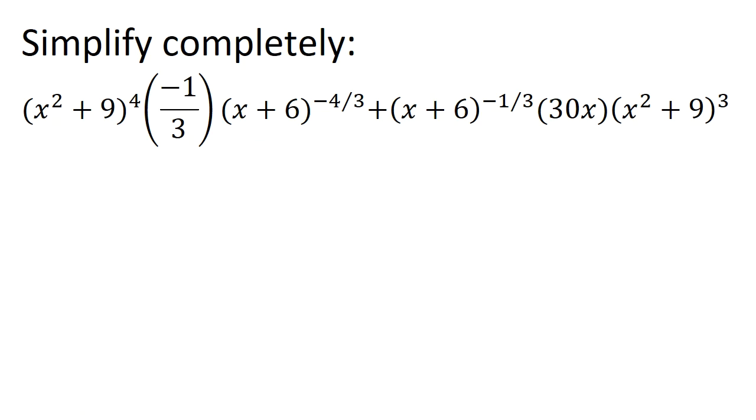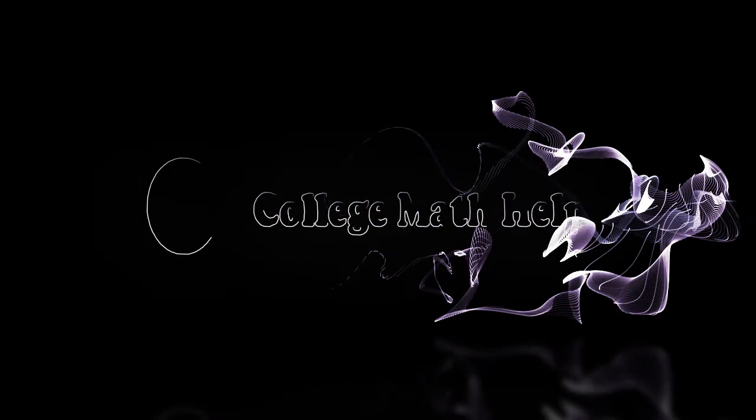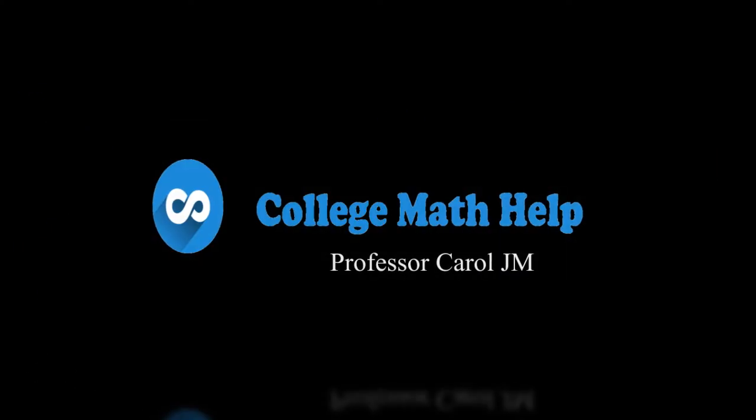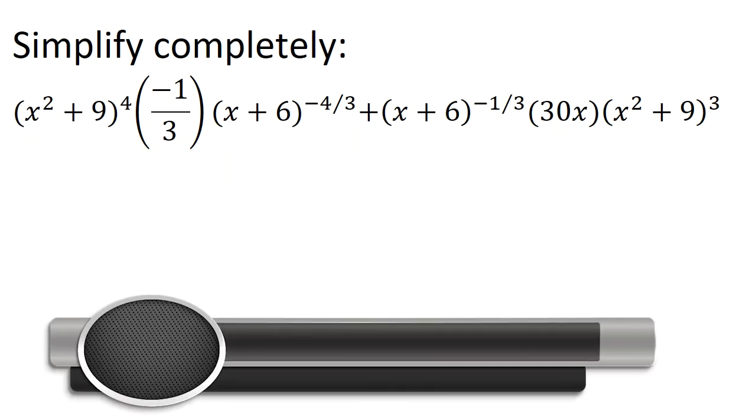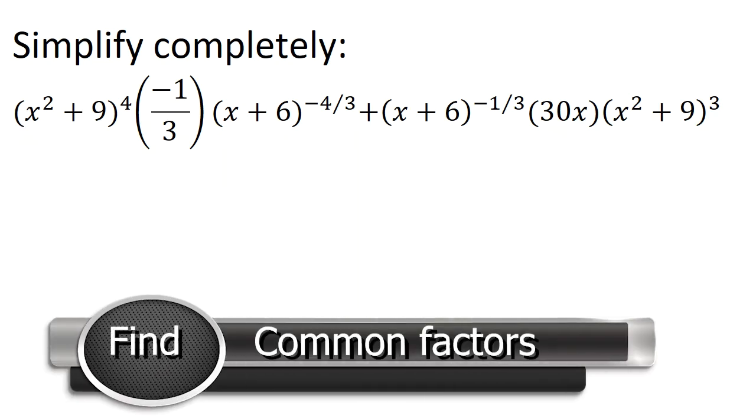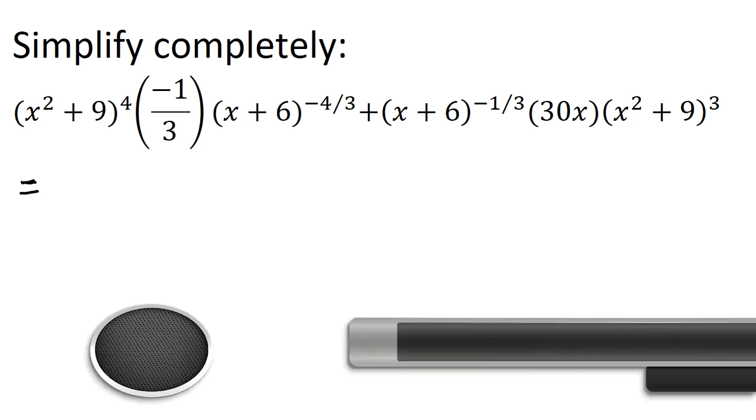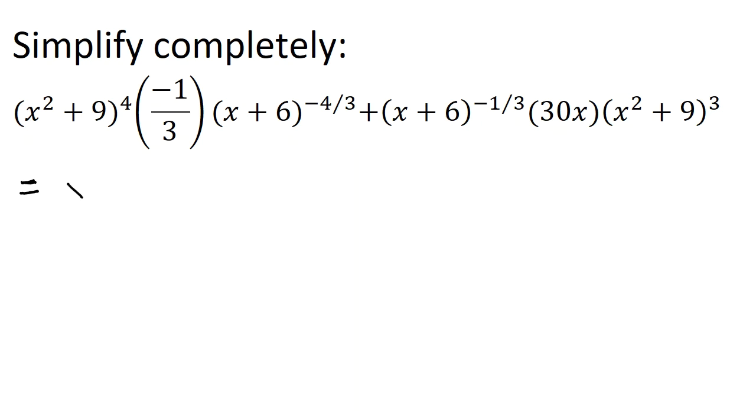In this problem, we've got kind of a complicated sum here, and the instructions are to simplify it completely. It's going to turn out to be a factoring problem coming right up. So I want to factor this, and I'm going to have to find the common factors from each expression. So I'm going to write an equal sign to indicate I've got an equality here. And I notice that both terms have x squared plus 9 in them.